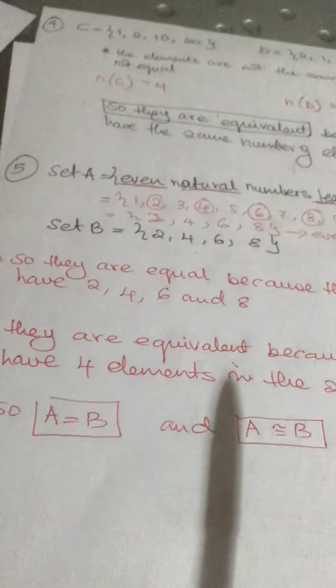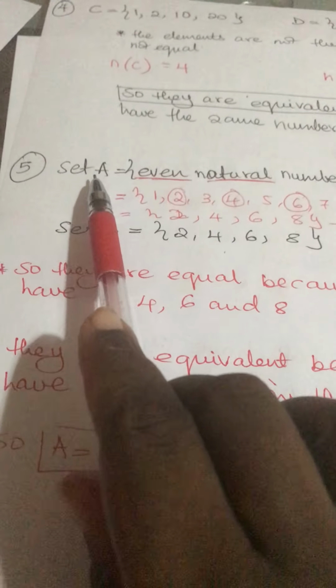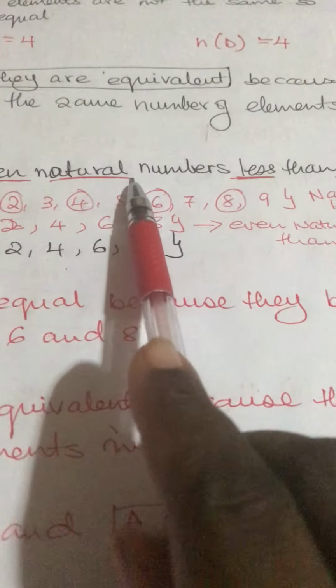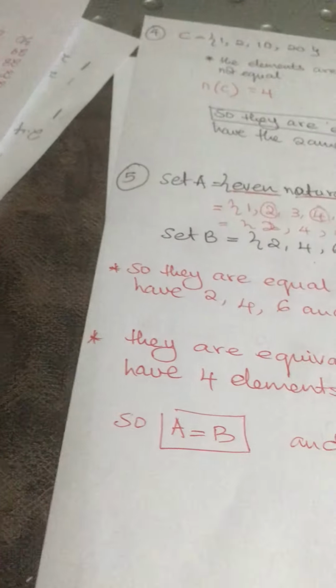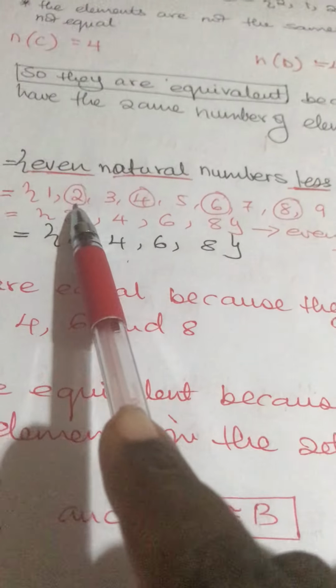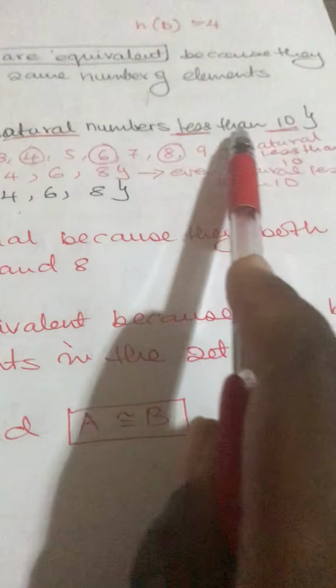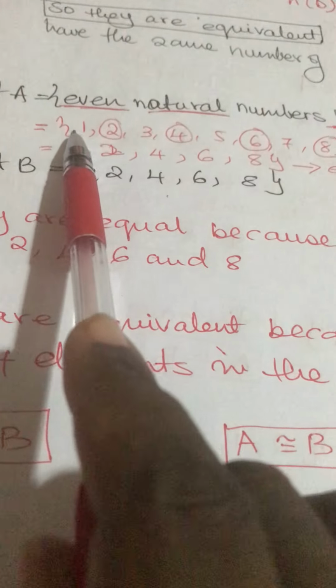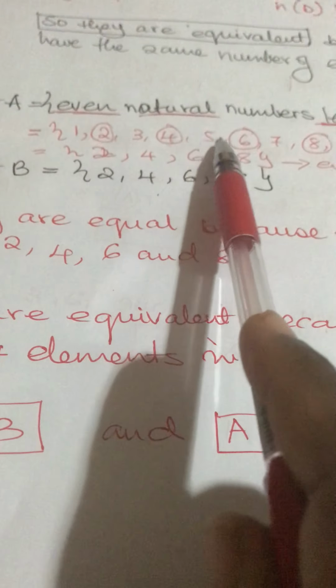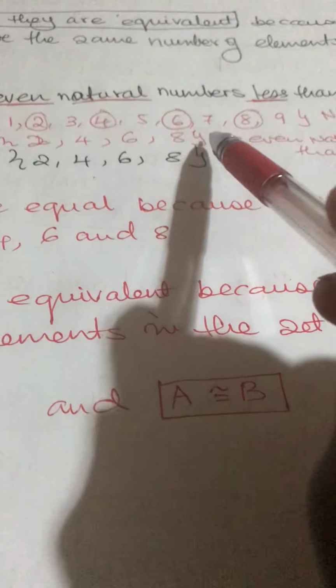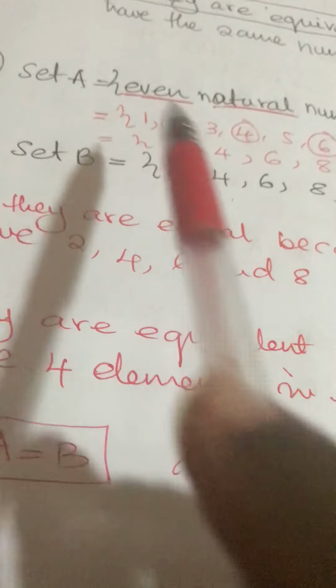All right. So last example. Set A, even natural numbers less than 10. Now, even numbers that are natural and less than 10. So I listed all my natural numbers less than 10: 1, 2, 3, 4, 5, 6, 7, 8. I circled the even numbers, 2, 4, 6, and 8. So here is my answer for A.